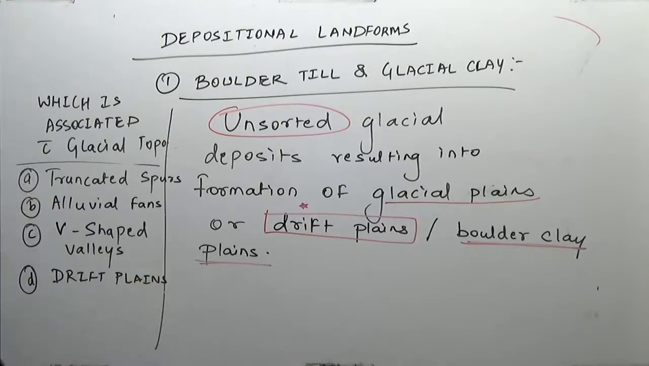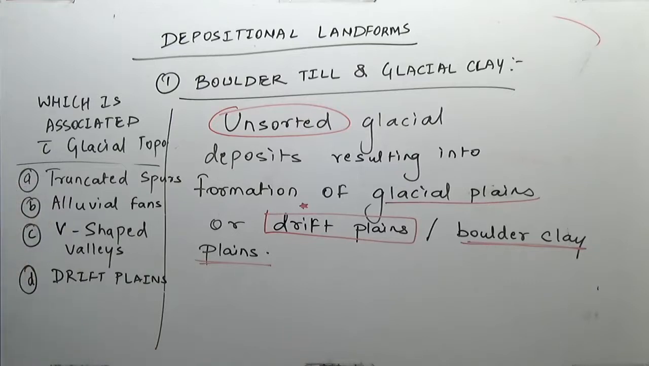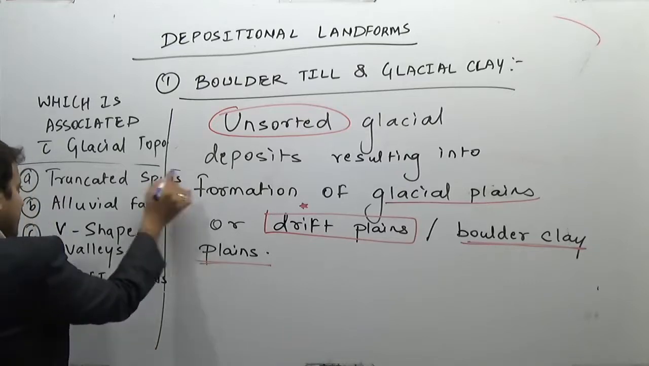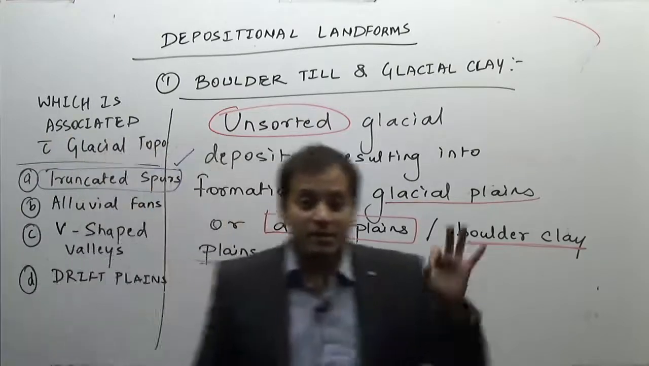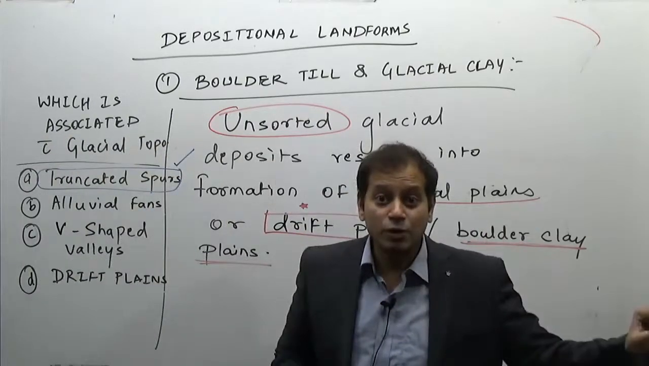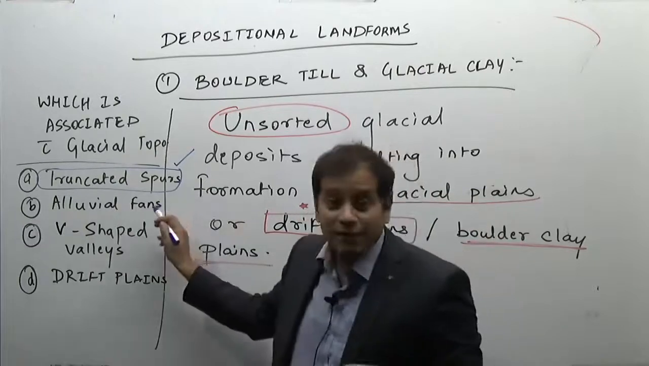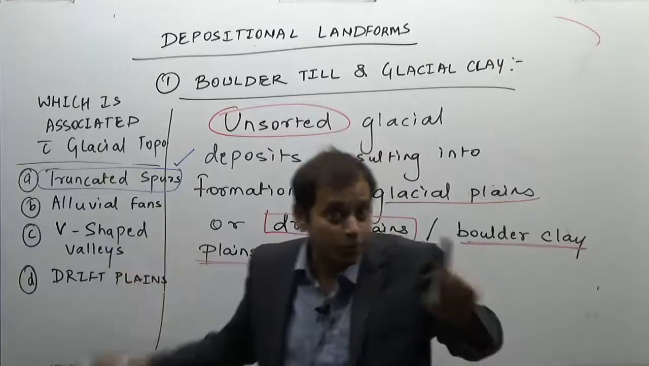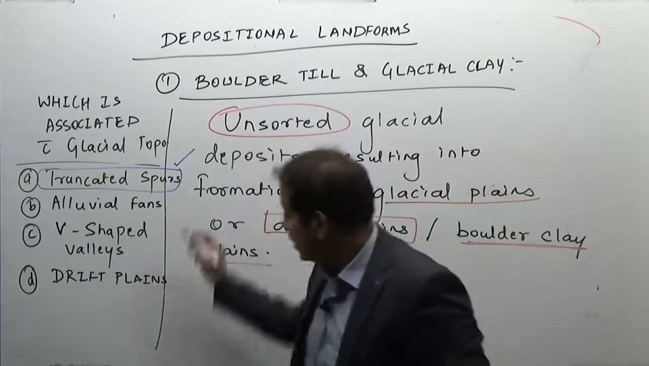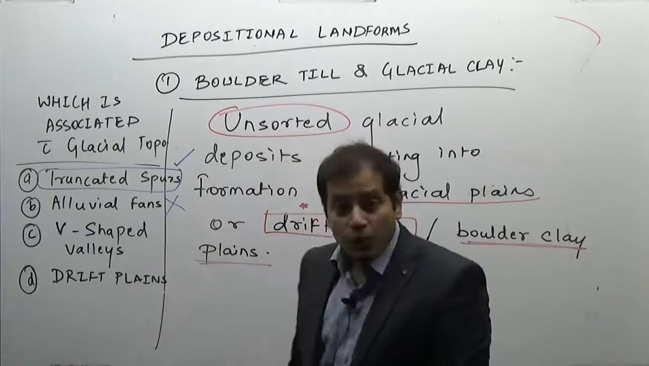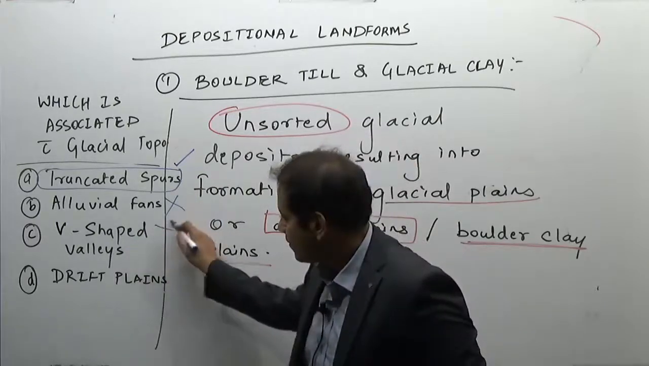So which of the following are associated with glaciated topography? Truncated spurs, are they associated with the glaciated topography? Yes, they are associated. Why? Because the water topography is known as interlocked spurs. Truncated. Alluvial fans, are they associated with glaciated topography? Have we done something like alluvial fans? No. Only water. V-shaped valleys? No. U-shaped valleys, glaciated topography.